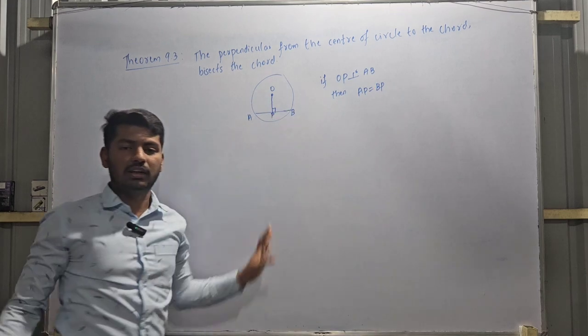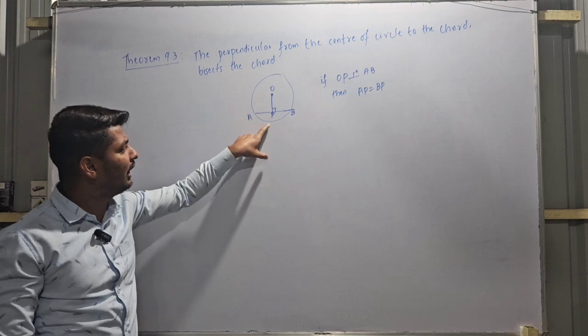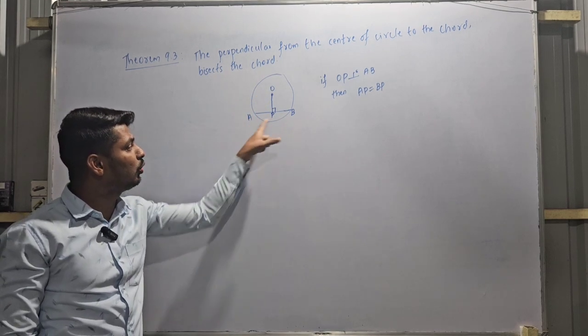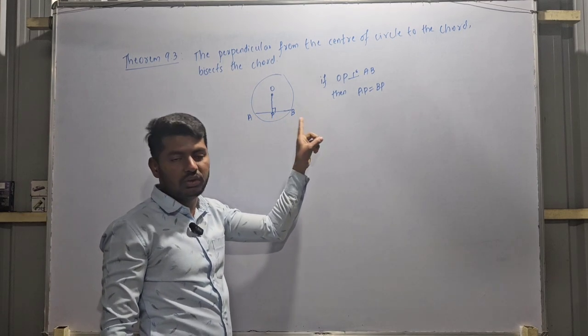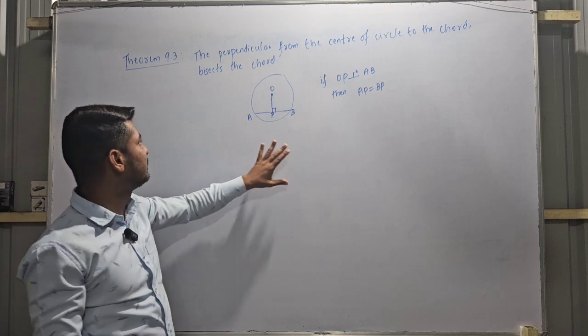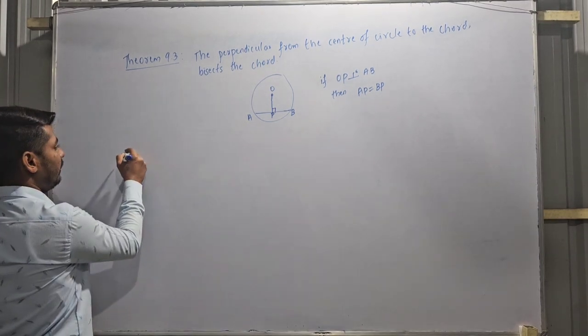So the statement says that if we draw a perpendicular from the center to a chord, then that perpendicular divides the chord into 2 equal parts. That is, AP will be equal to BP. So P is the midpoint of AB. This is the theorem statement 9.3. Now let us see theorem 9.4.